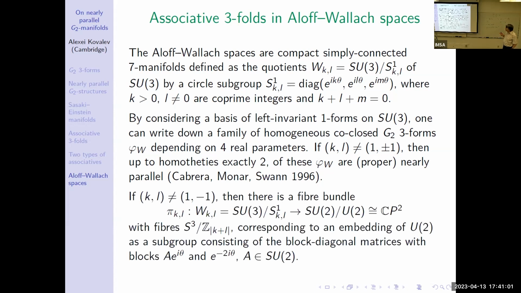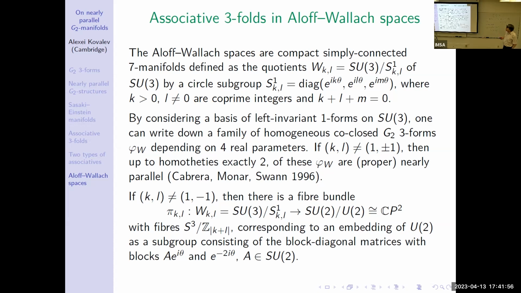If k and l are not exceptional, not precisely 1 and minus 1, then there is a fiber bundle of this Aloff-Wallach space over CP2. Explicitly, we compare the quotient by a particular circle embedding and the quotient by an embedding of U2. Sorry, it's a mistake here, SU2 should be SU3. Right, then the fiber will be a spherical space form, more precisely a quotient of S3 by a cyclic group, depending on how this U2 is embedded in this U3.